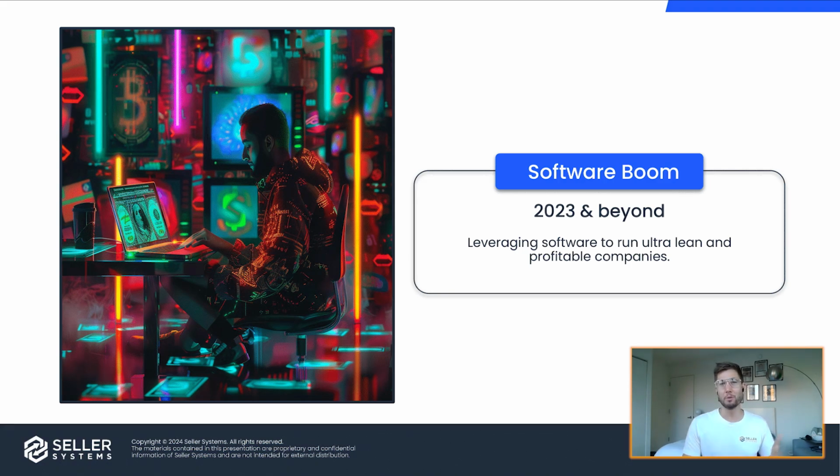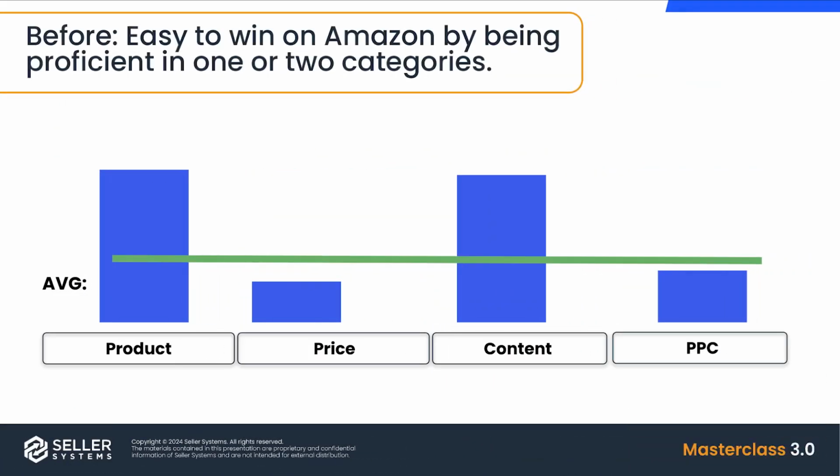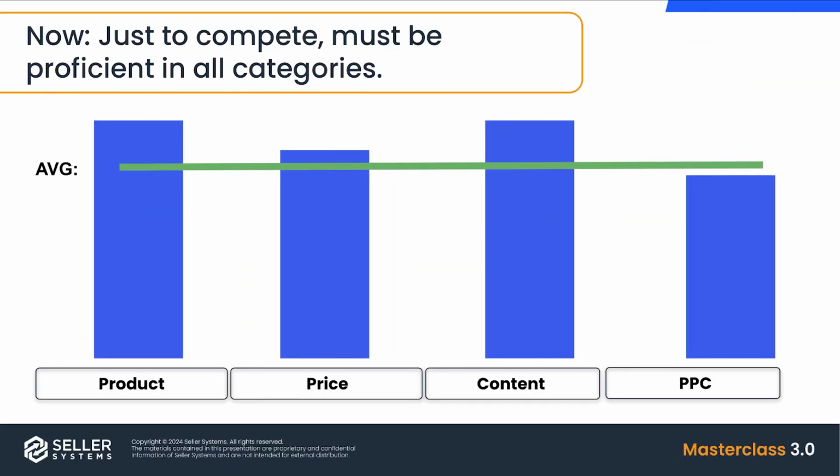It's complex, but once you get to understand how all of these pieces work together, it becomes a lot more simple. So before, selling on Amazon, like I said, was very easy. You could be really proficient in just one or two categories. Let's say you're really good at sourcing a product or developing a product, or you're really good at making content, like your images, your video, your listing. You could just dominate a niche just by dominating basically two of these categories. Where we are now is that in order just to compete, you really have to be proficient in all categories.